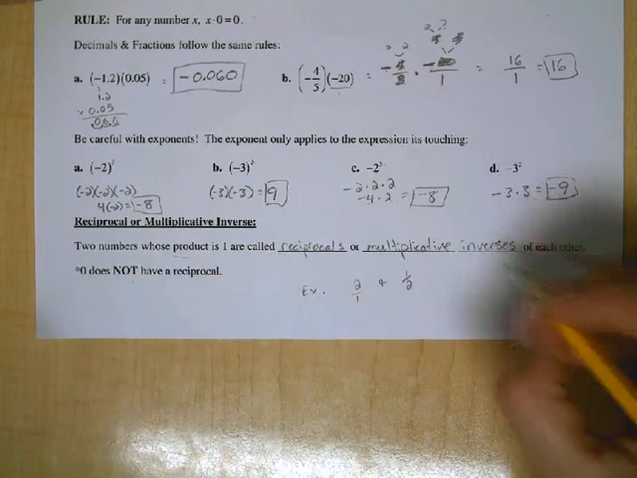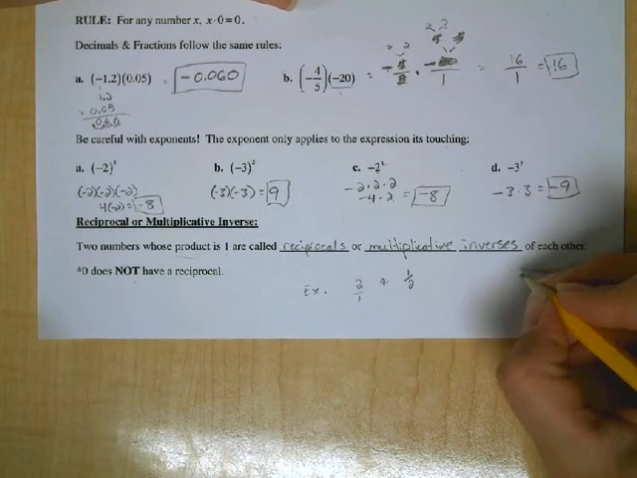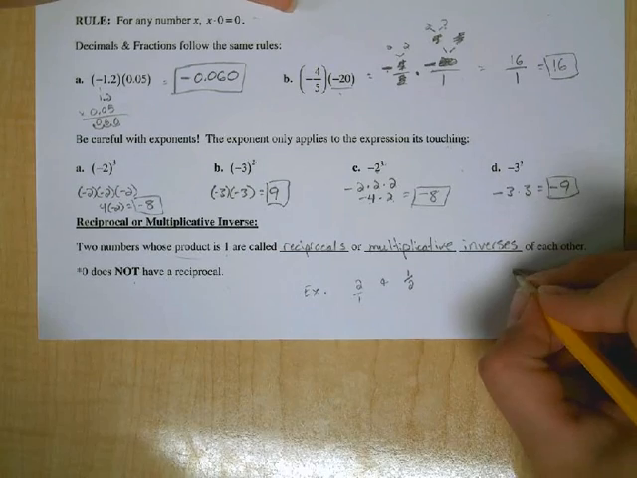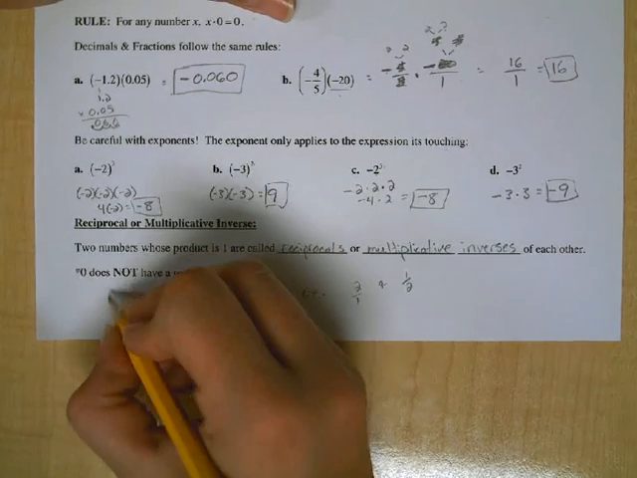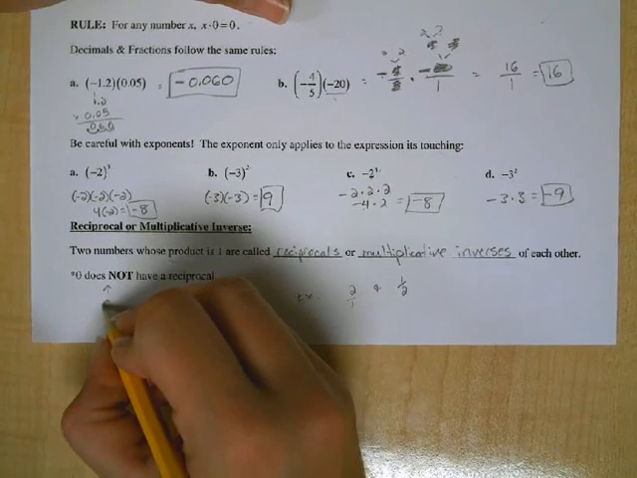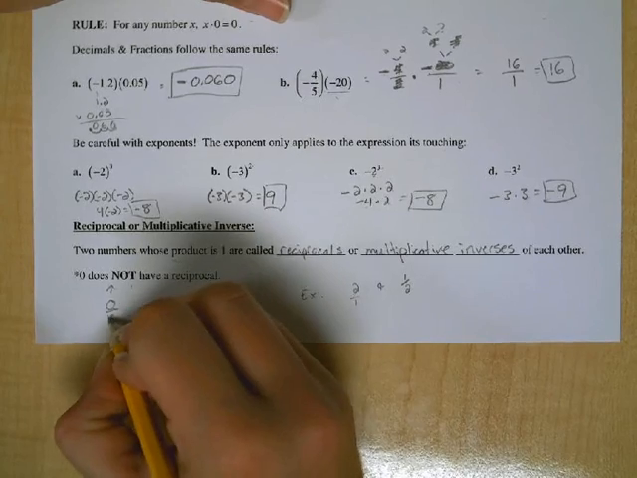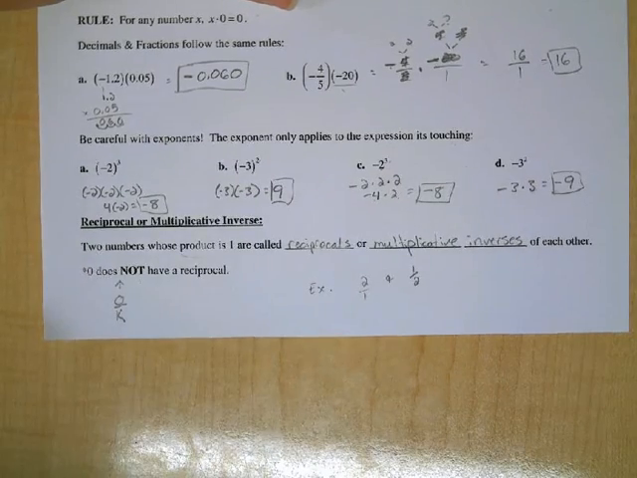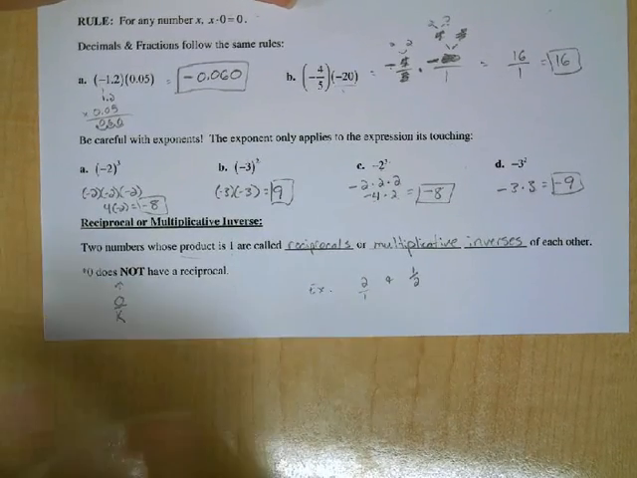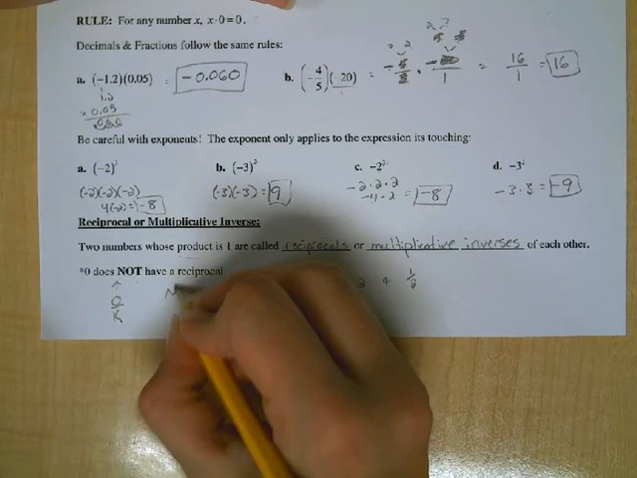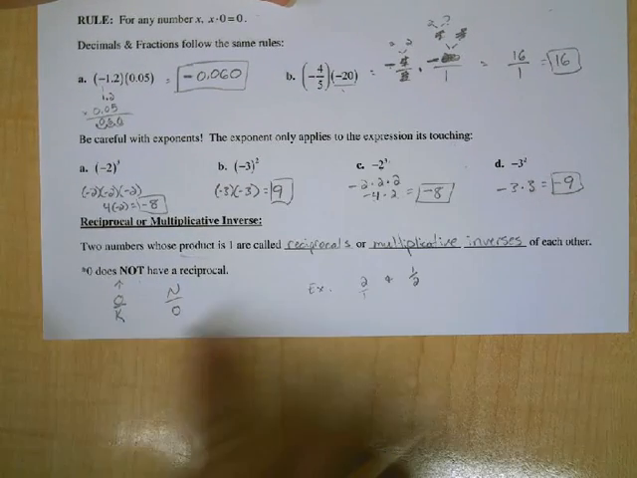We can have a 0 on top, and this little rule will go with this. 0 on top is okay. It's just 0. 0 on bottom is a no, which is why we can't have a reciprocal.